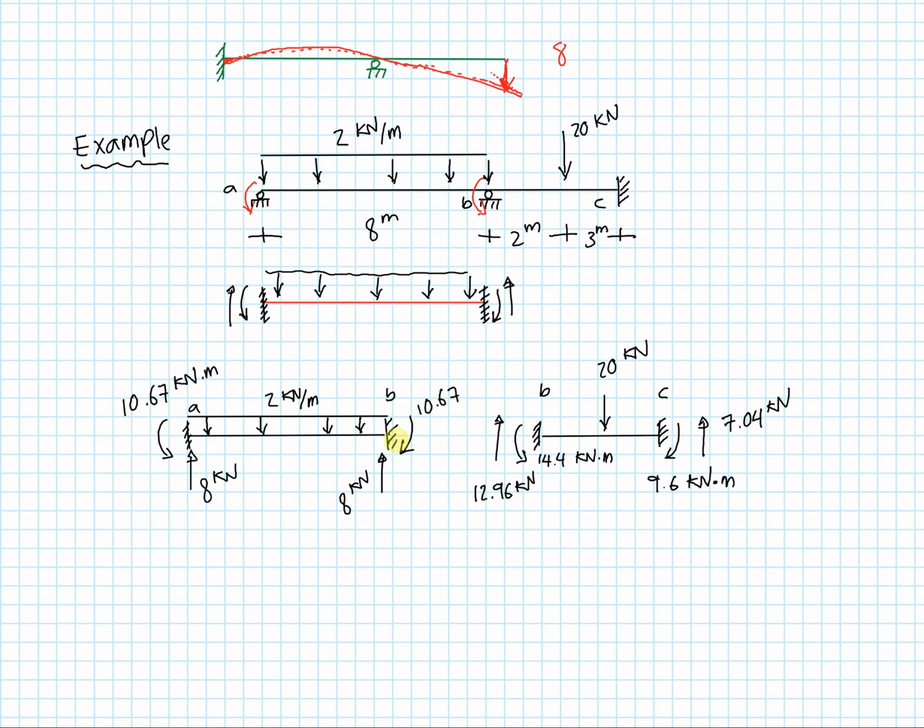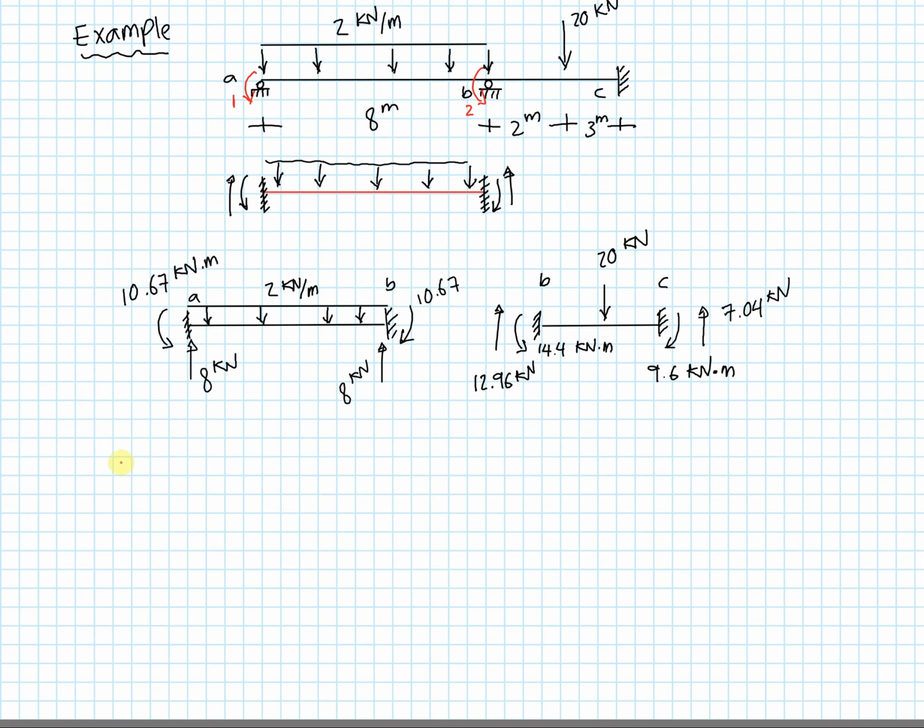Okay, so we've already identified the global degrees of freedom. We had this rotational one and the second rotational one. So we get a global stiffness matrix that is 2 by 2: 2E4, 1E4, symmetry, and 2.8E4.